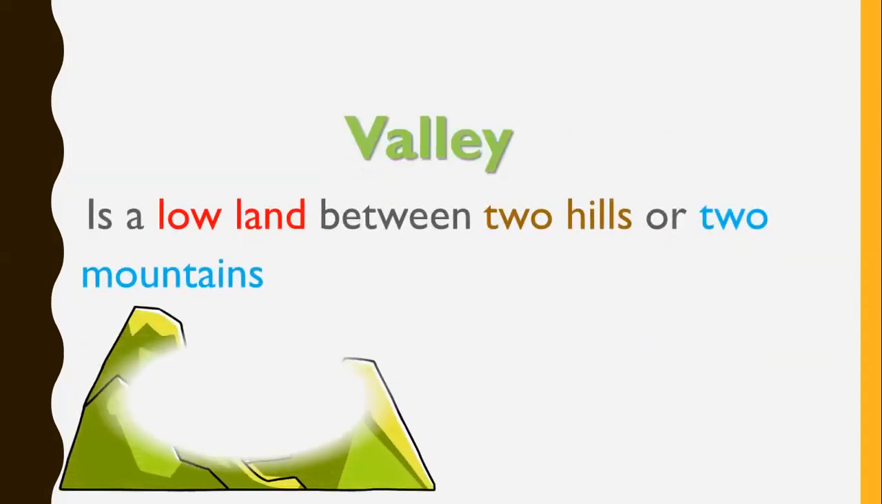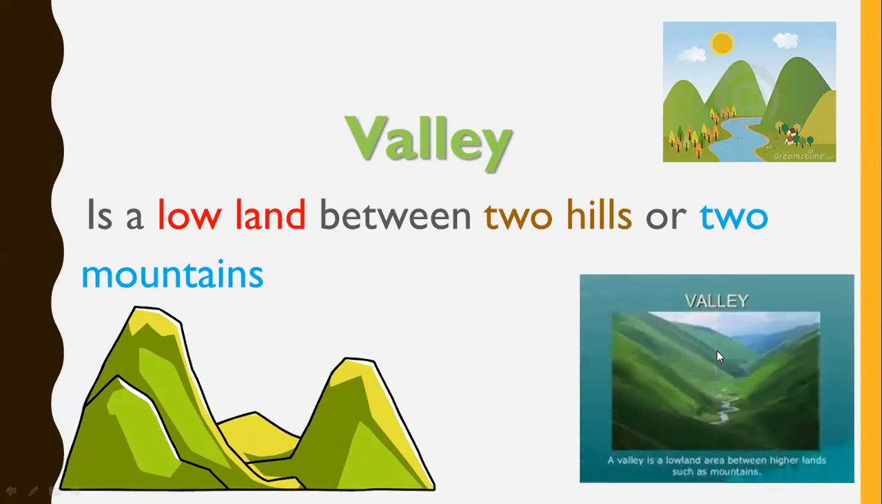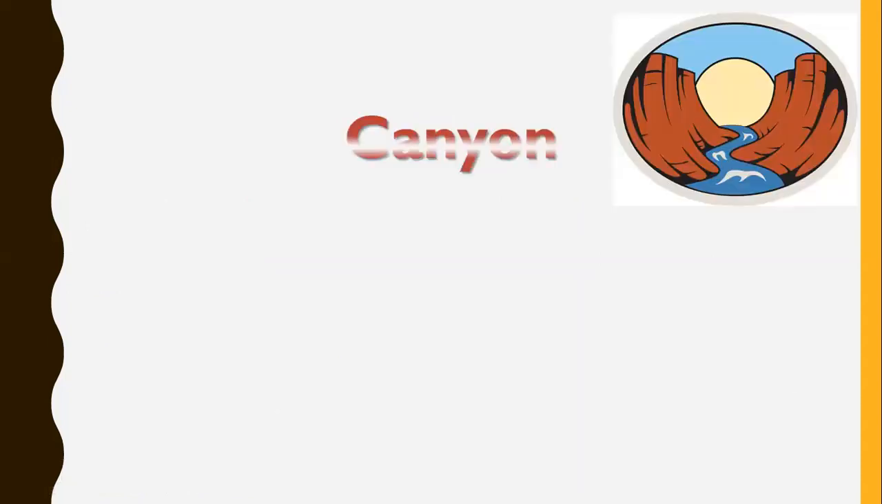Valley. A valley is a lowland between two hills or two mountains. Here it is, it's a valley. Lowland between two hills or two mountains. Hill is a small mountain.